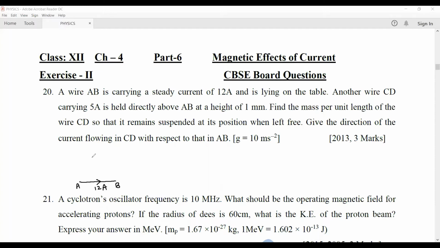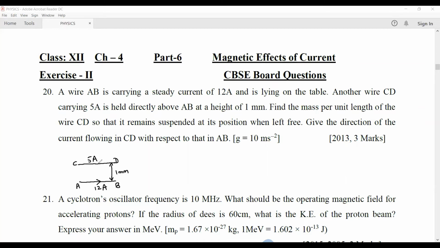Another wire CD carrying a current of 5 ampere is held directly above AB. So there is another wire CD which is directly above this AB at a height of 1 millimeter, and it is carrying a current of 5 ampere. Find the mass per unit length of the wire CD so that it remains suspended at its position when it is left free. So when it is left free, it should remain at its position. So the net force on it should be equal to 0.